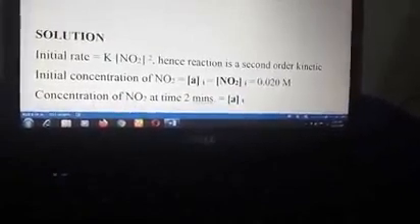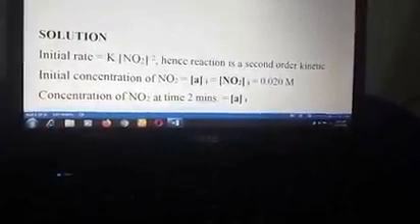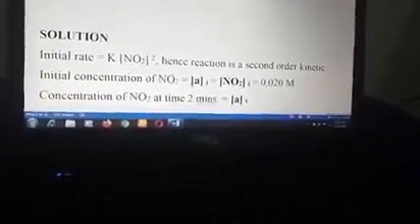We are now told that the initial concentration of NO2 is 0.020 mole per dm³, and the concentration of NO2 after 2 minutes is 0.00870 mole per dm³. Calculate the rate constant of decomposition of nitrogen dioxide. The same process we applied before. We now go to the solution. Initial rate is k times NO2 in brackets raised to power 2, given to us in the equation, and that shows a second order reaction because NO2 is raised to power 2.